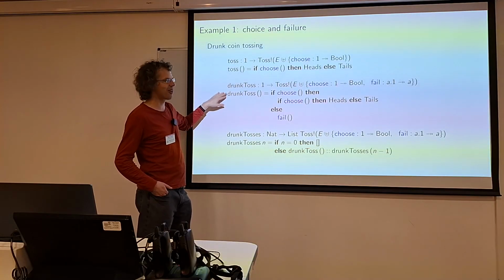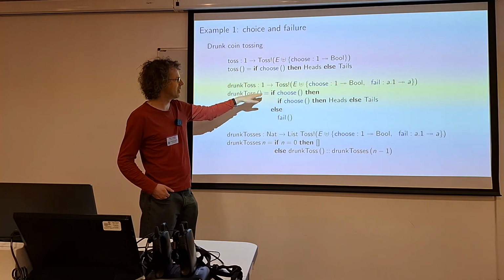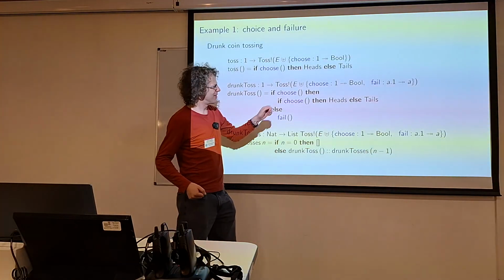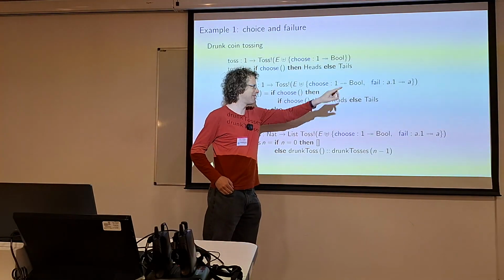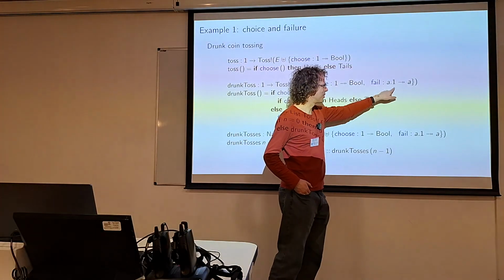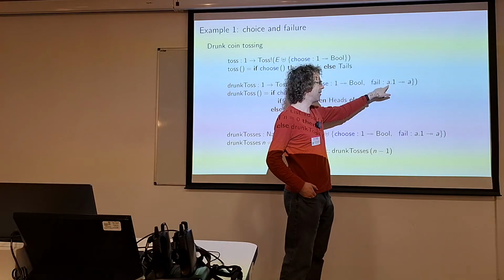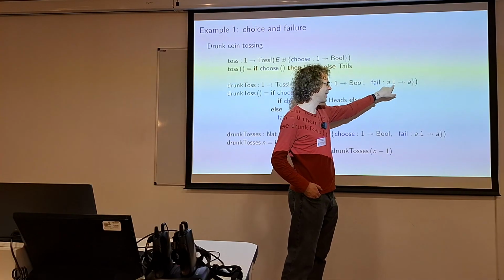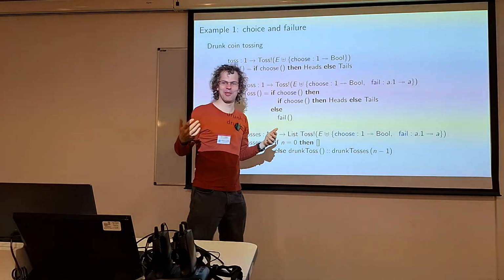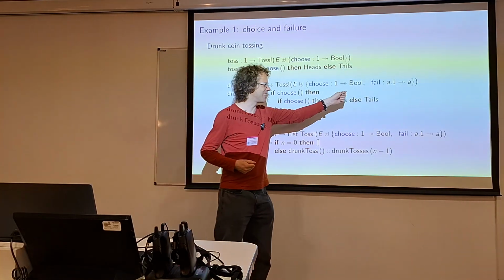Okay, and then the drunk toss, if you remember, was representing the drunk trying to toss the coin, and as well as the choose effect, there's the fail effect, because they might drop the coin. This was a bit subtle, but the idea here is that fail is an effect that takes unit and can return any type at all, or it doesn't actually return any type at all. Because we know it's not actually going to return, it's okay to say that.